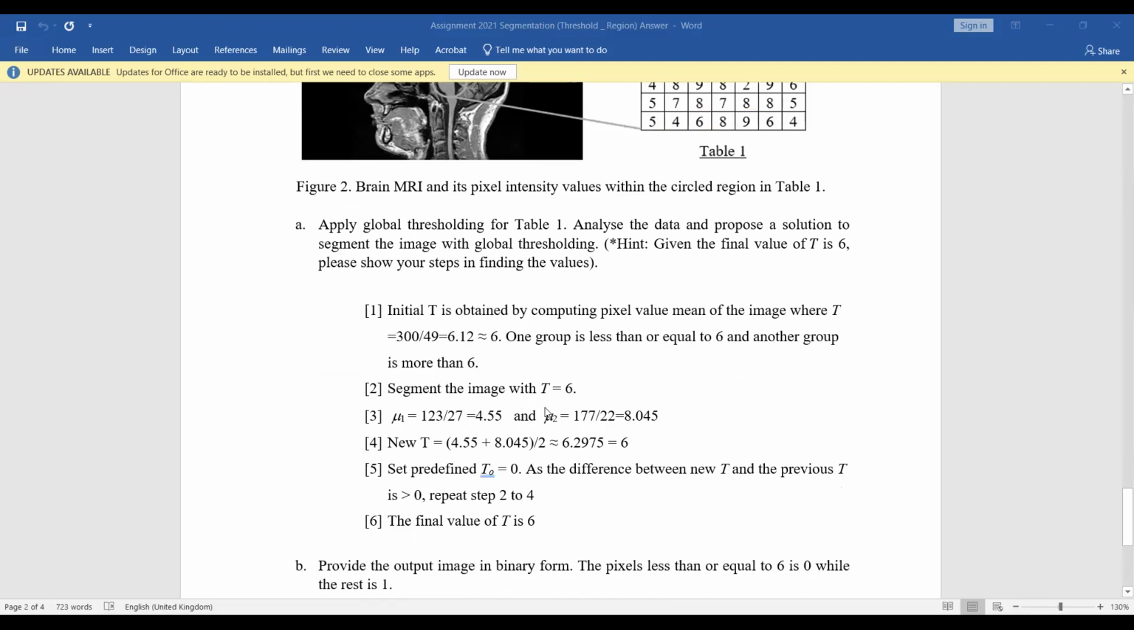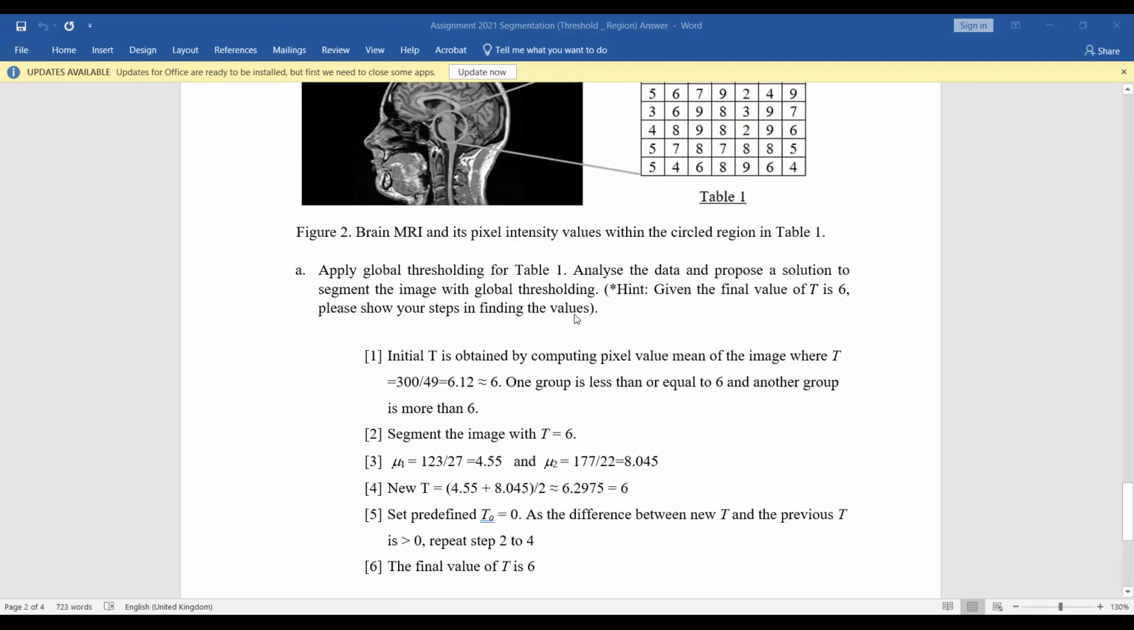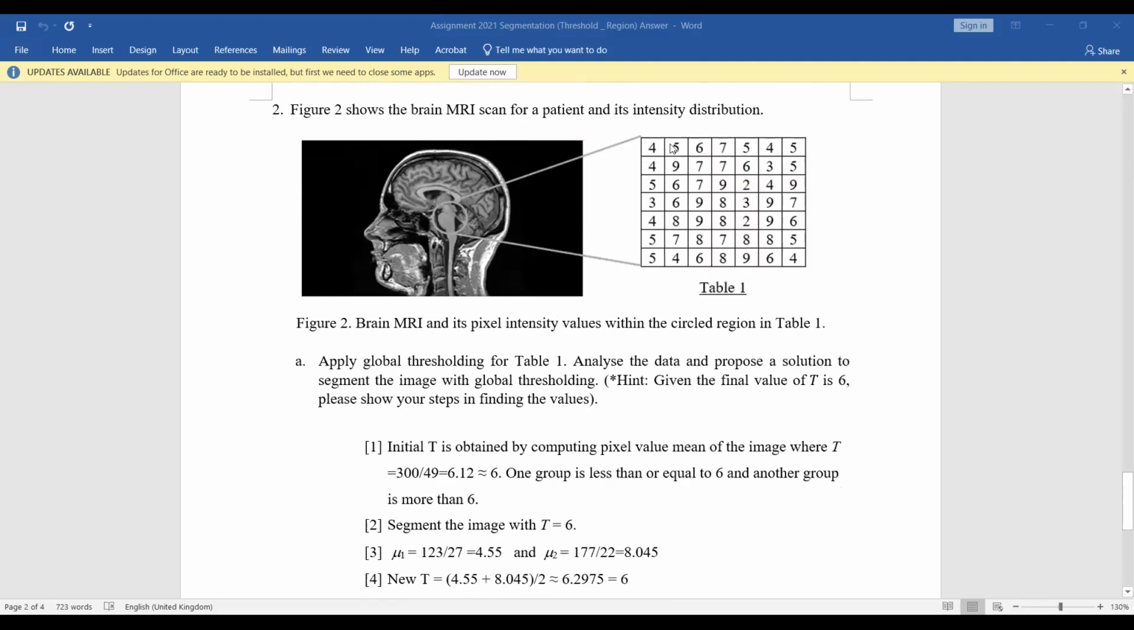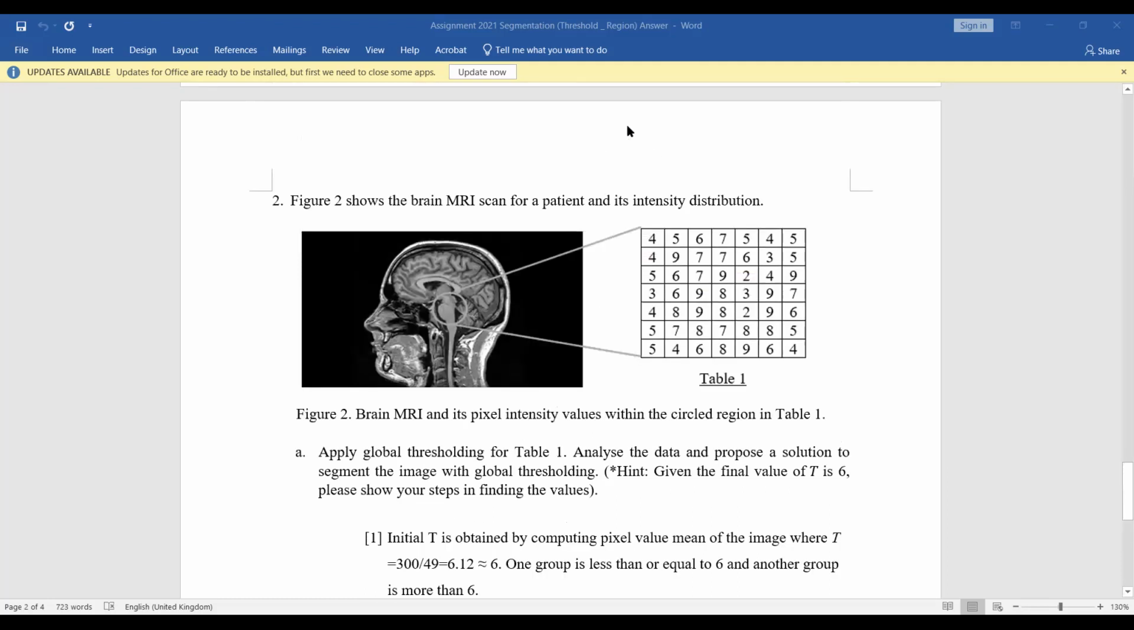Anything below, anything above, you total up. Then this one is those pixels below. So this one, let's say your threshold is 6. This one is group A, right? Group A, anything equal or below. We put equal or below as one group. Then this one, first group, right?